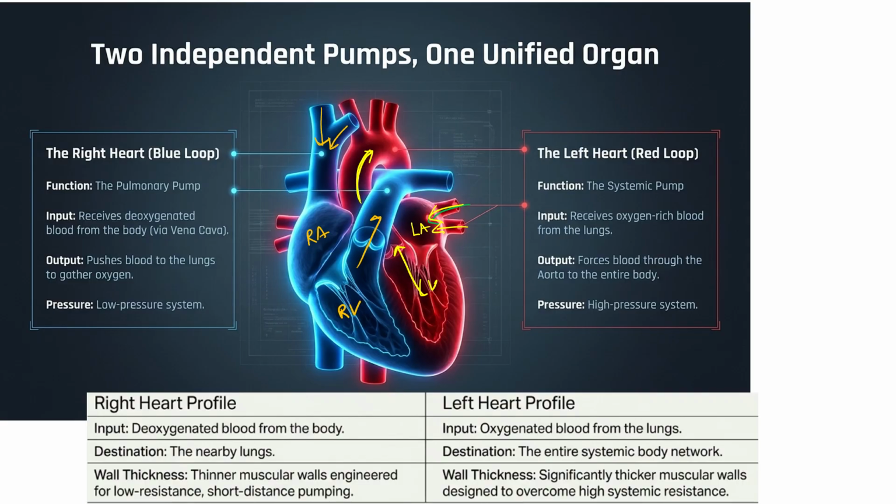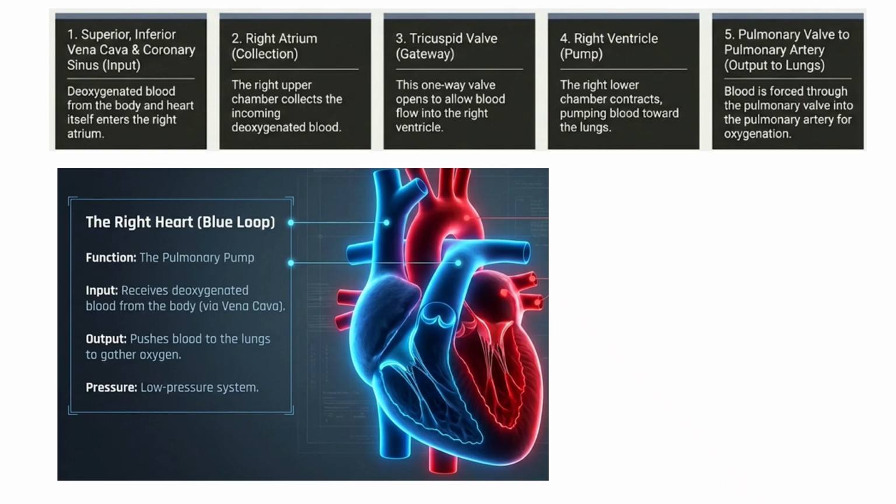You can see the right side of the heart is deoxygenated. It is receiving deoxygenated blood from the body, and it is pumping the deoxygenated blood to the lungs for oxygenation purpose. The left side of the heart is receiving oxygenated blood from the lung and pumping that blood to the entire body. Is it clear? Now, what is the path?